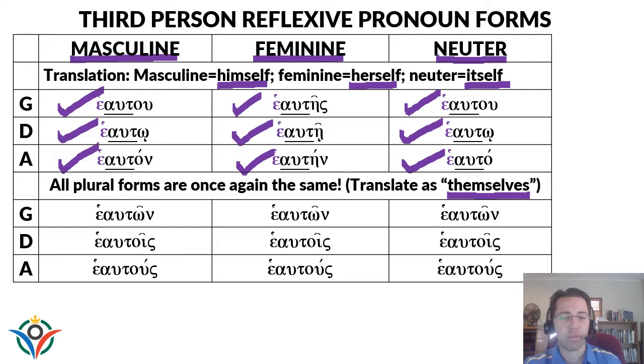And then the plural forms, as I've been saying to you, are the same for all the persons. So if you just learn one set, you should be able to recognize them in the Greek New Testament.